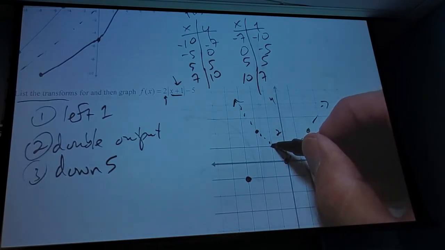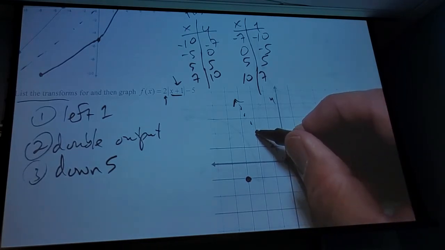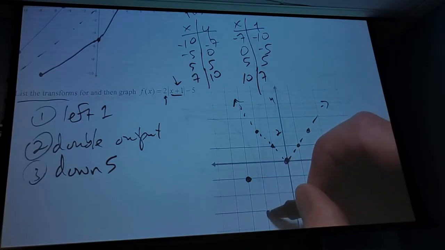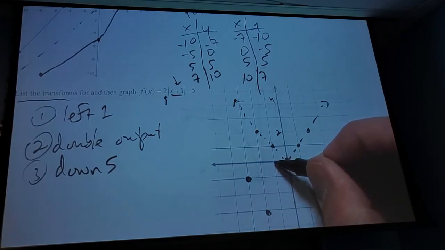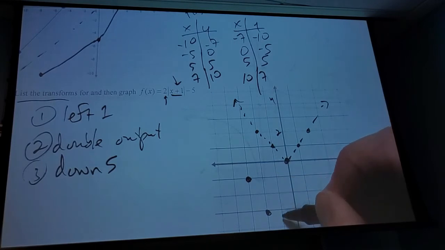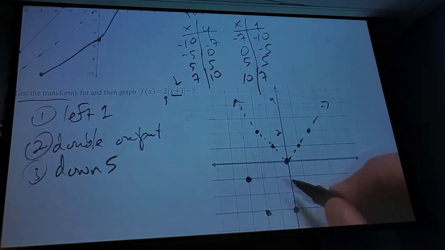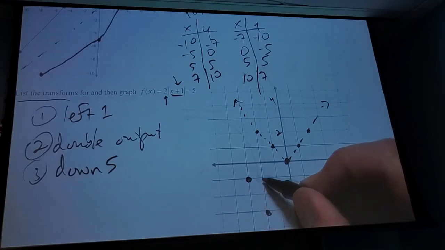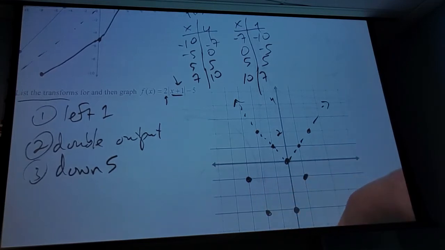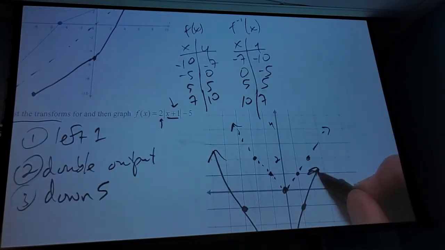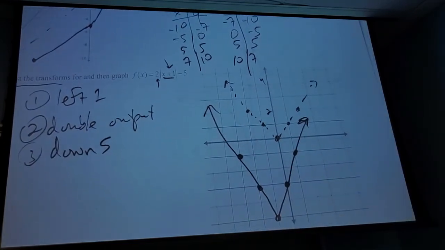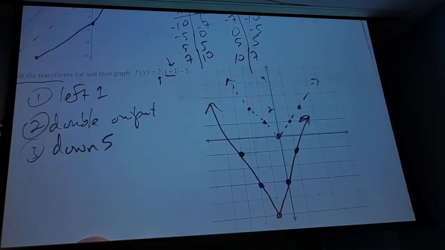Pick the next point, left 1, double the output. 1, 2, 3, 4, 5. Left 1, double the output. 1, 2, 3, 4, 5. And then the cool thing is, this graph is symmetric, right? So there should be a point there, and there should be a point 1, 2, 1, 2. So definitely move down, and it's hard to see here, but it's definitely skinnier.